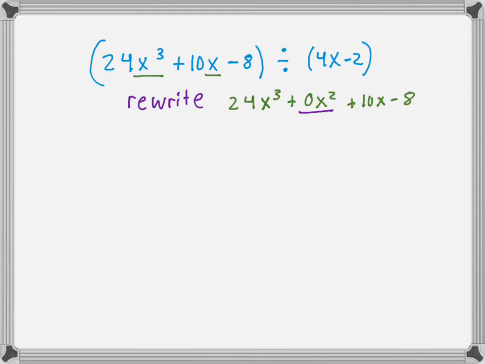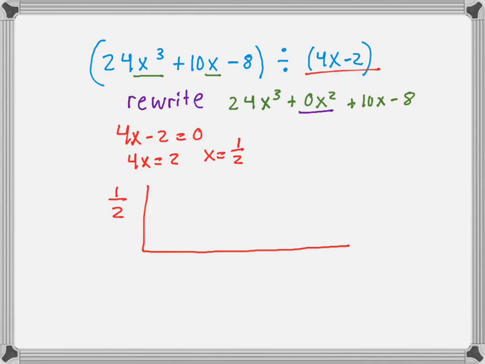So the first thing that we always do is we solve for 0. So we're going to do 4x minus 2 equals 0. We're going to have 4x equals 2, which means that x equals 1/2. So the 1/2 is what's going to go on the outside of the synthetic division, and remember our setup here.